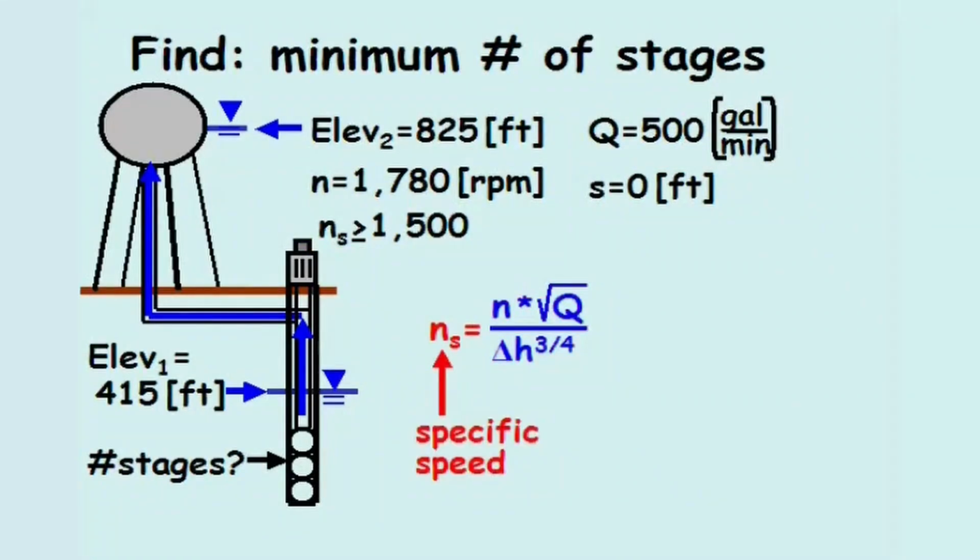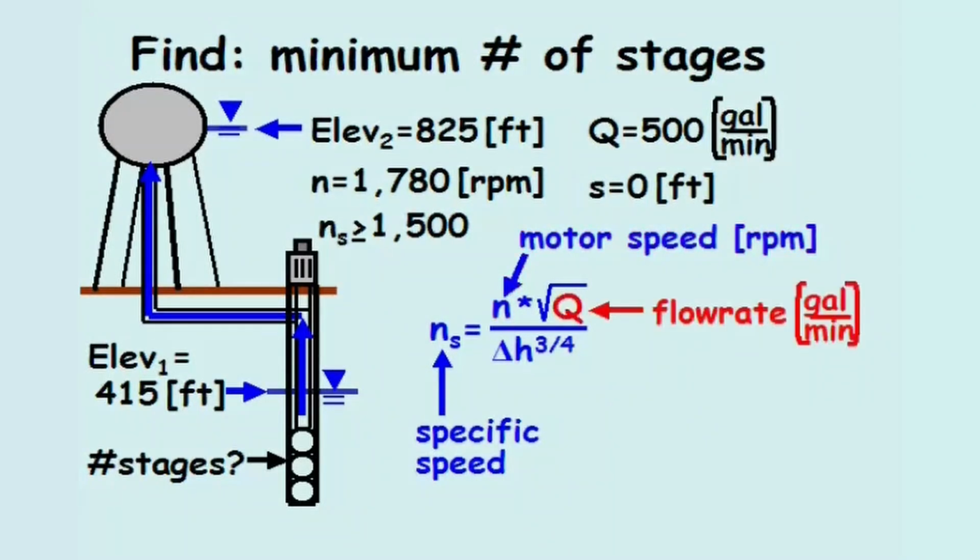In English units, the specific speed, N sub s, of a pump equals the actual motor speed, N, in revolutions per minute, times the square root of the flow rate, in gallons per minute, divided by the head added by the pump, in feet, raised to the 3/4 power. Since the problem statement provides the flow rate, motor speed, and minimum specific speed, we'll solve for the added head and identify the minimum number of stages required.